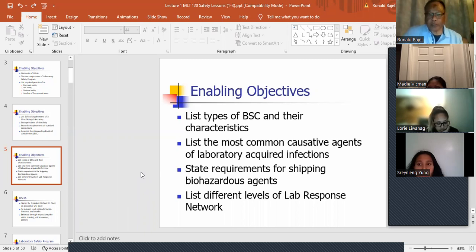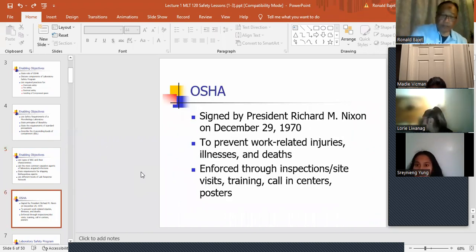Okay, it's real. So state requirements for shipping biohazardous agents. If you see shipping, the government agency that's in charge of shipping and packaging is DOT, Department of Transportation. The different levels of laboratory response network. The laboratory response network is the level at which you can handle certain organisms, microbiology organisms, like sentinel, reference, and then national laboratory. I'll get into that later on. But it's a different level of handling microbiology specimens.